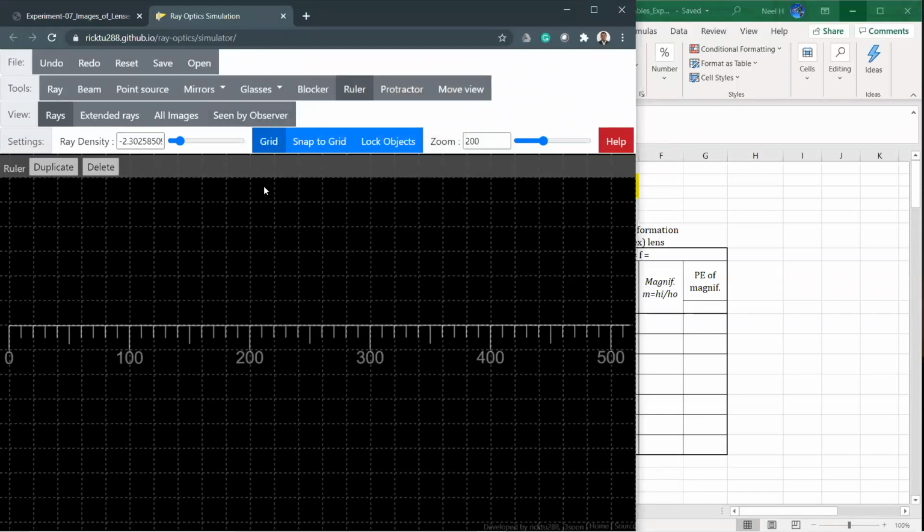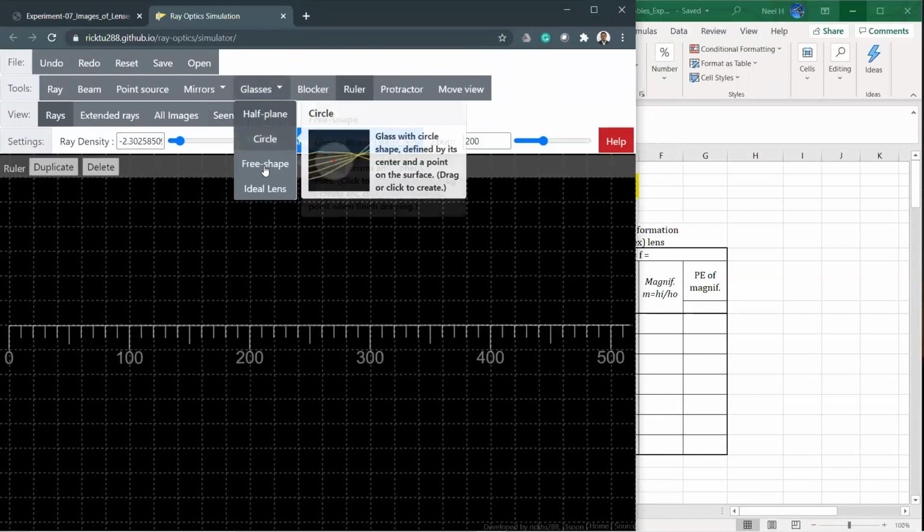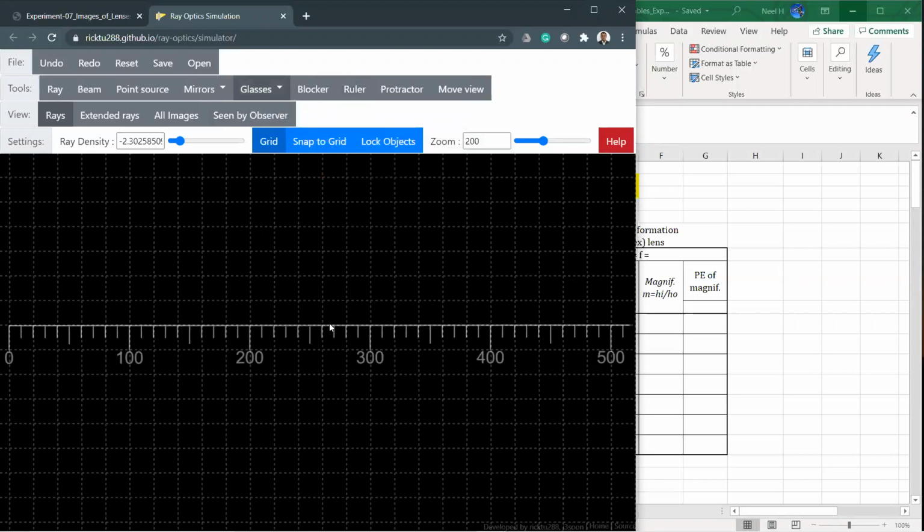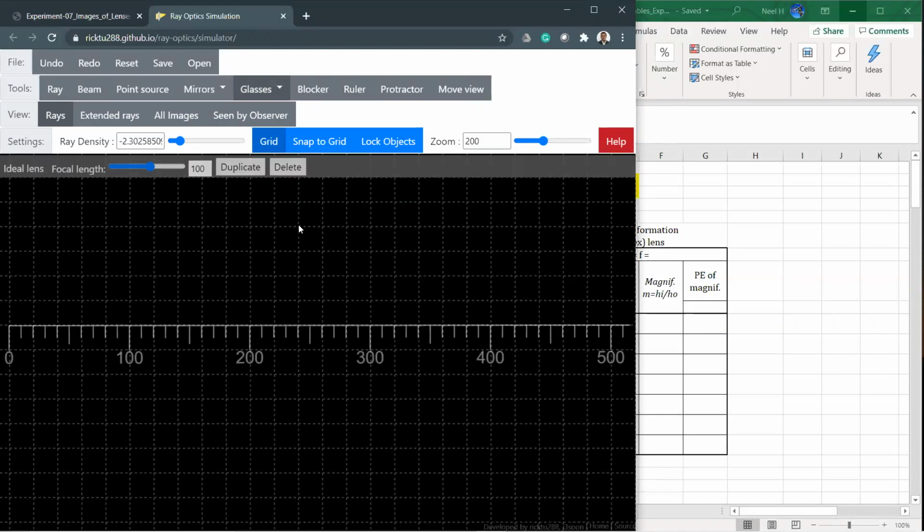Now, if you want to make a lens, what I need is the glasses icon right here. You can see different options on there. Use the ideal lens. If I use the ideal lens here and click on one point right here, then you will see a red arrow, and then drag in the downward direction. You will see that the midpoint of the lens has a small white line. That white line should be exactly aligned with the principal axis. When that is exactly on the principal axis, click again.